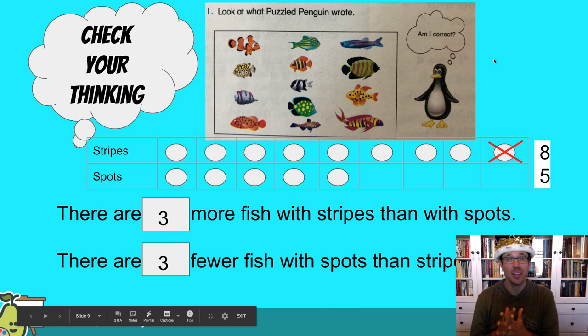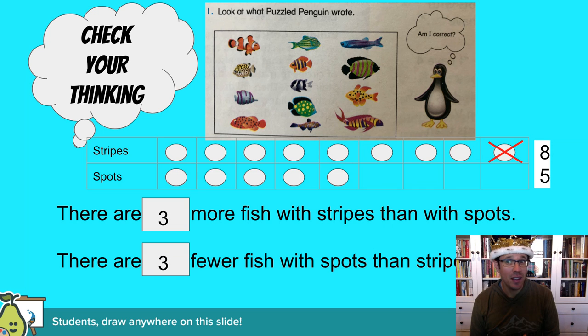Okay, first grade friends. Now let's check Puzzle Penguin's thinking. I only counted 8 different striped fish. I didn't count 9 striped fish. So I think where Puzzle Penguin got goofed up was he miscounted that original piece of data. Important information. So I think that there are only 8 striped fish, and go ahead and count them.